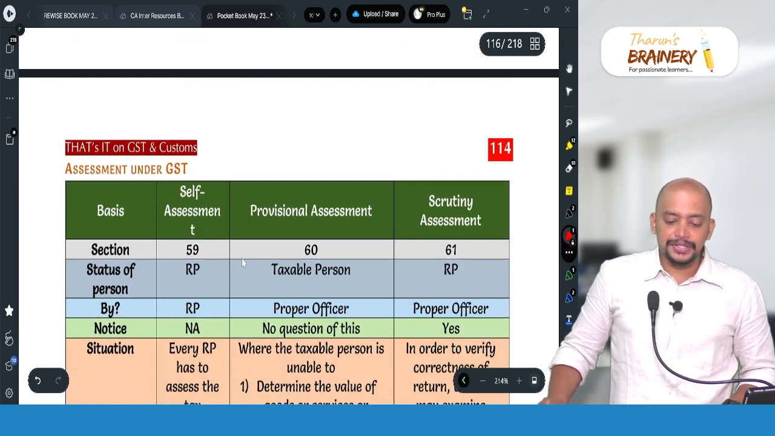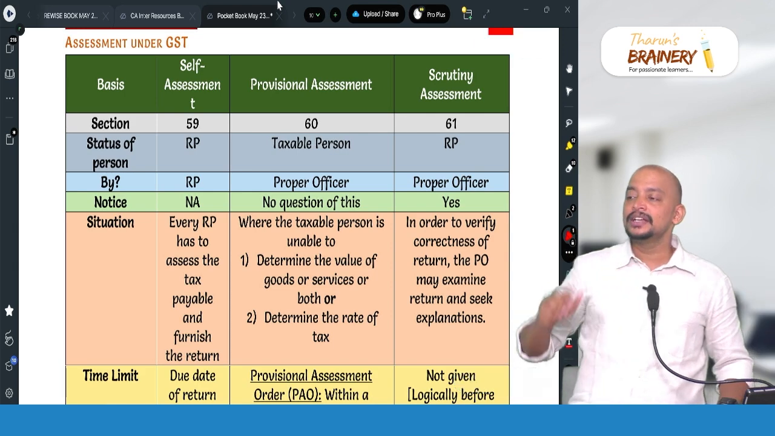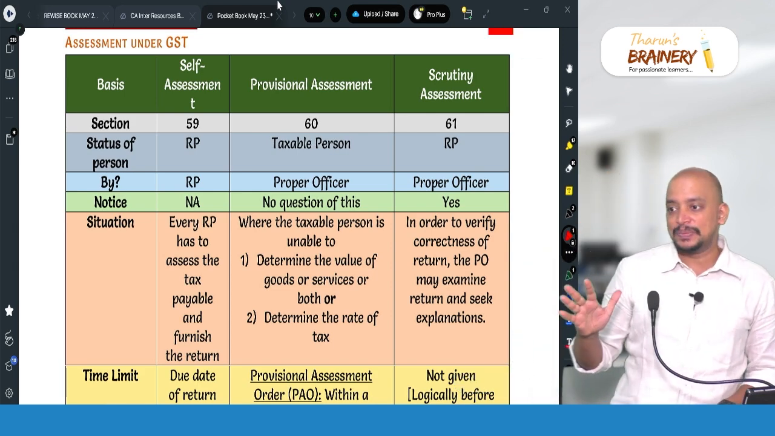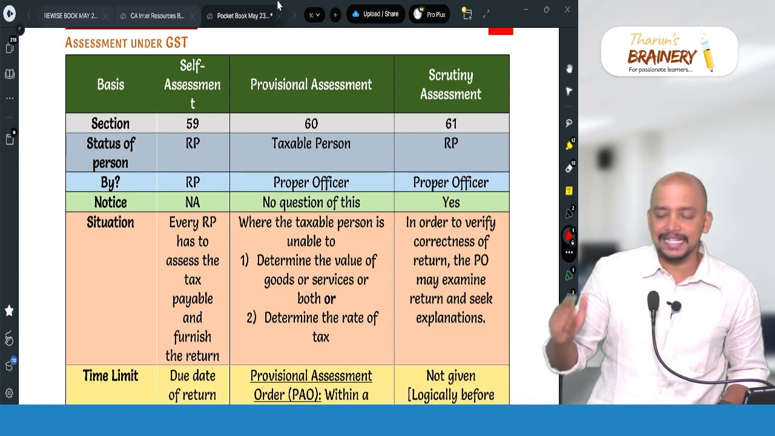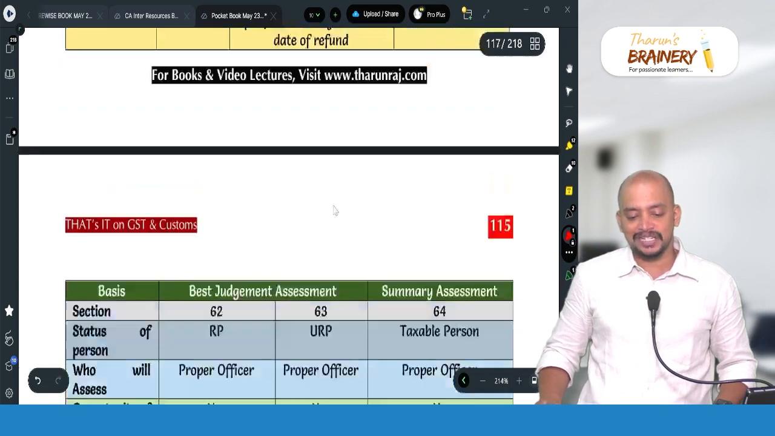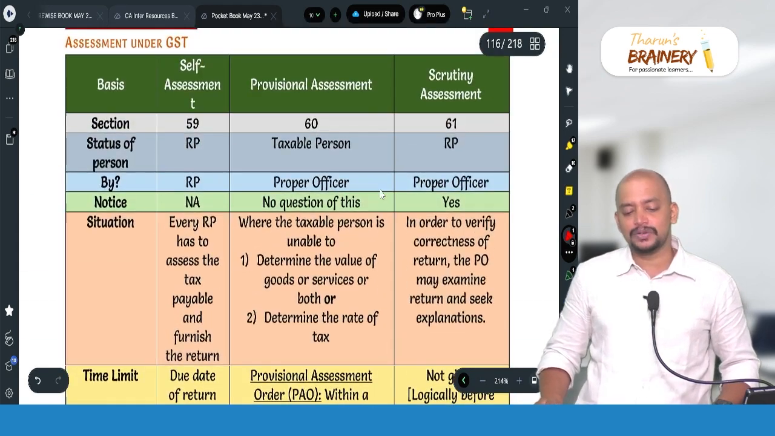Next. So now we are moving on to assessment under GST. We have a total of 5 types of assessment: self-assessment, then provisional assessment, scrutiny assessment, then best judgment assessment and summary assessment. So section 59 talks about self-assessment.